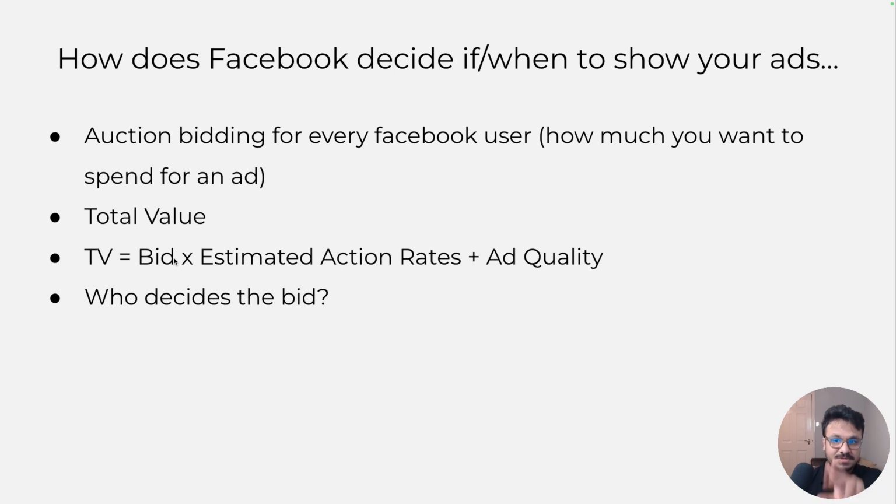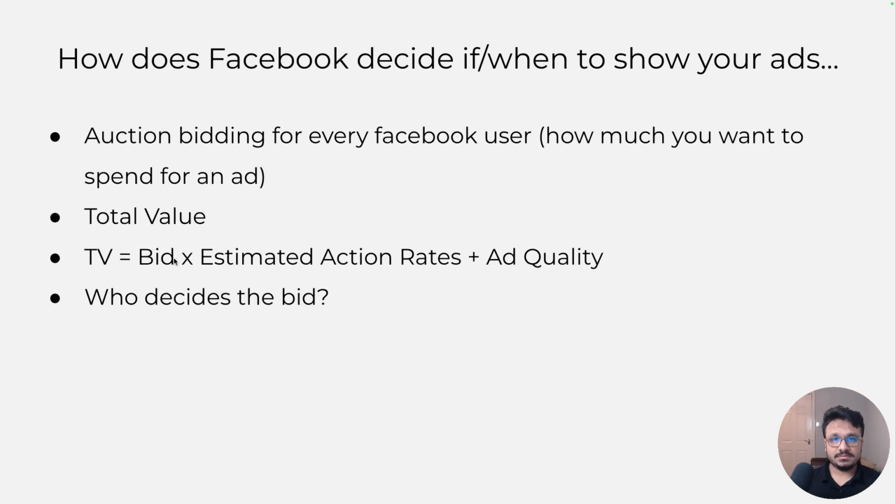So that's bid times estimated action rates plus the ad quality. Facebook itself, the algorithm itself, decides the quality of the ad, how relevant the ad is in terms of what you're actually trying to promote versus what is actually there in the ad copy and the image. Facebook can read images, Facebook can read texts in the images, and obviously Facebook can read text as in the content that you put as an ad copy. So combining these 3, bid times estimated action rates plus ad quality, is your total value.